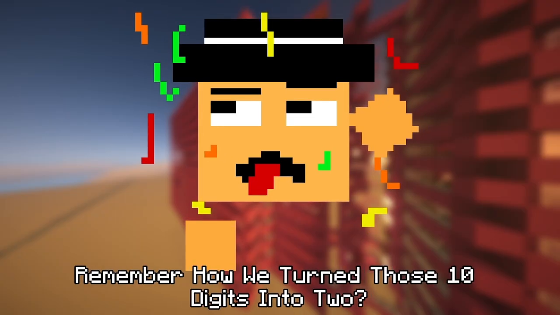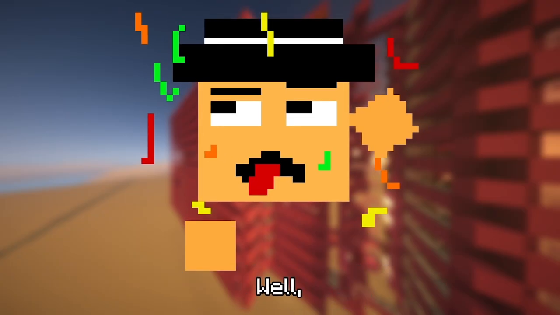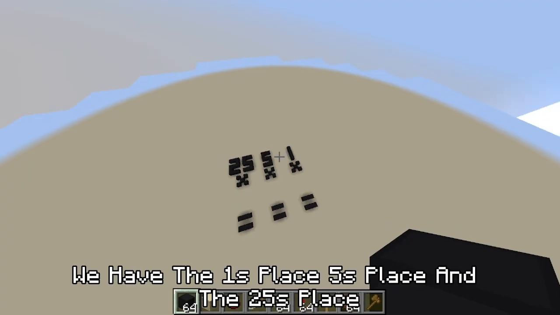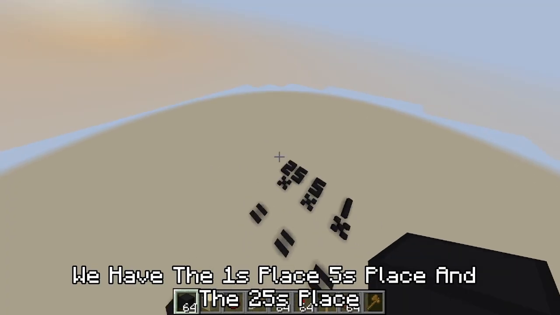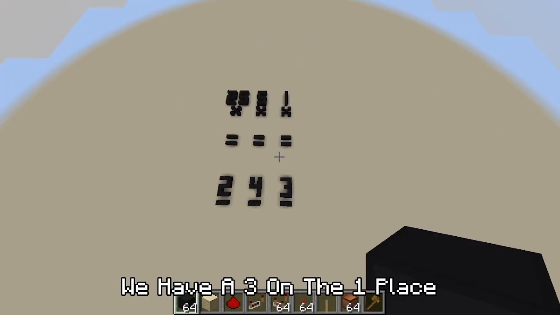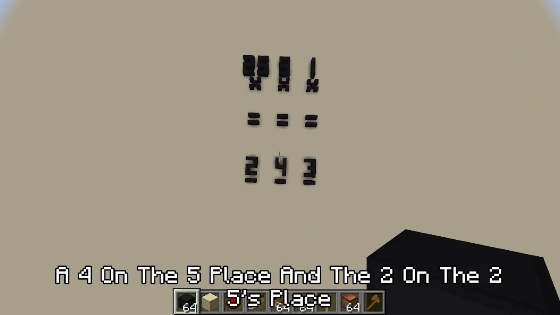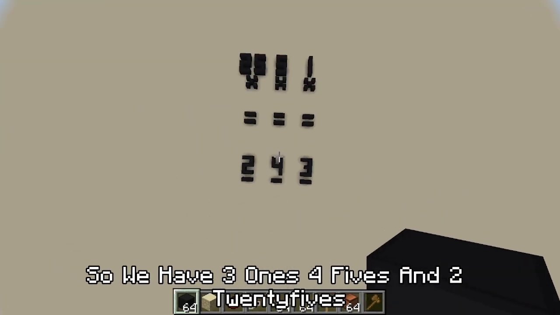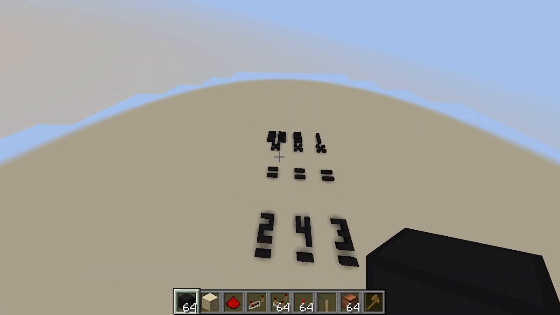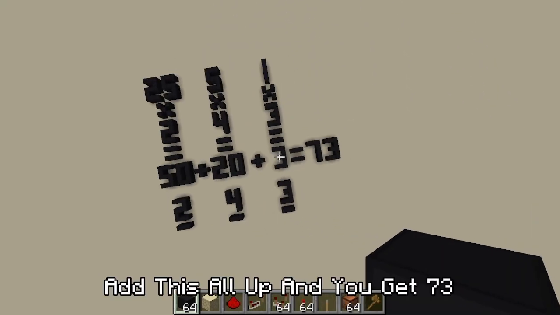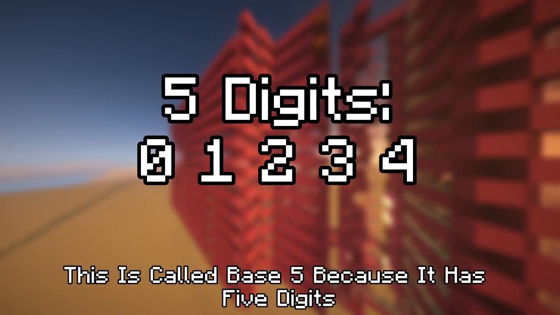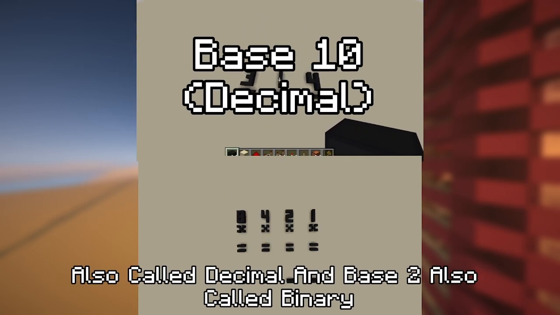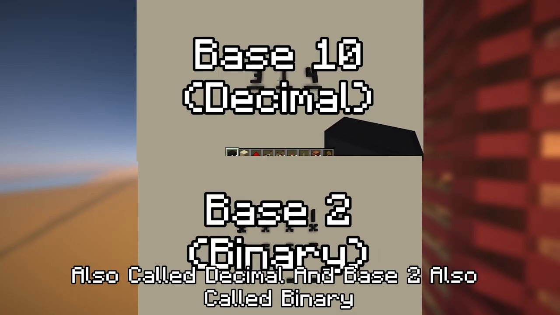Remember how we turned those 10 digits into 2? Well, let's try some other amount of digits, like 5 digits. We have the 1's place, 5's place, and the 25's place. We have a 3 on the 1's place, a 4 on the 5's place, and a 2 on the 25's place. So we have 3 ones, 4 fives, and 2 twenty-fives. Add those all up and you get 73. This is called base 5 because it uses 5 digits. The other number systems are called base 10, also called decimal, and base 2, also called binary.